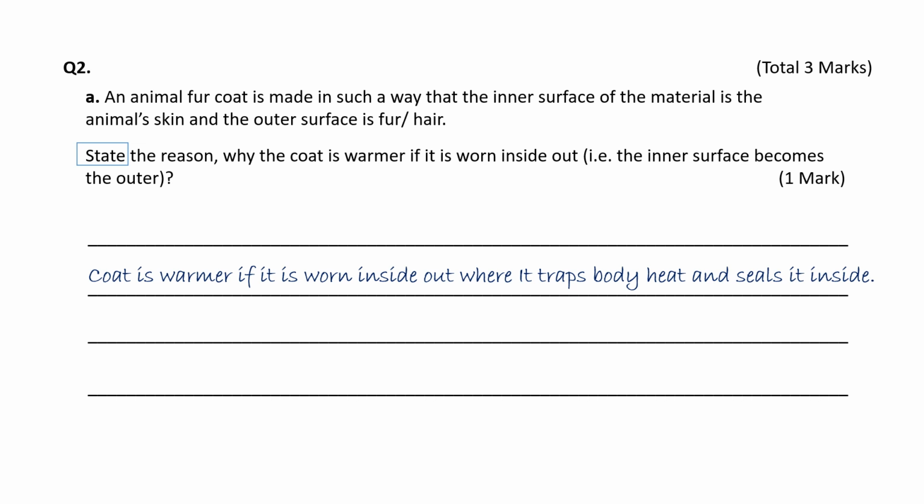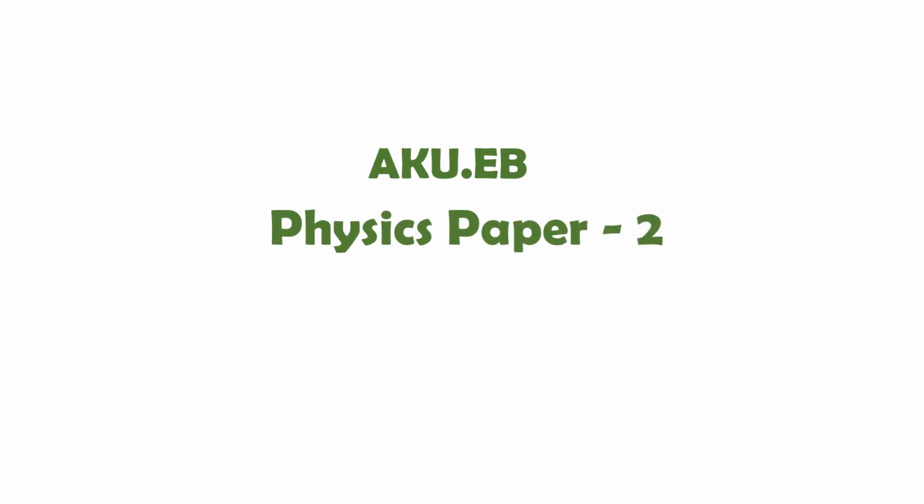सो यहाँ पे रीजन भी सेम वे में एक्सप्लेन किया जा रहा है: coat is warmer if it is worn inside out, where it traps the body heat and seals it inside. Also, it will not allow the cold air to move inside. Obviously, cold air अगर अंदर की तरफ दाखिल हो जाता है तो फिर it will reduce the temperature. So that means the coat will not remain warmer by that.